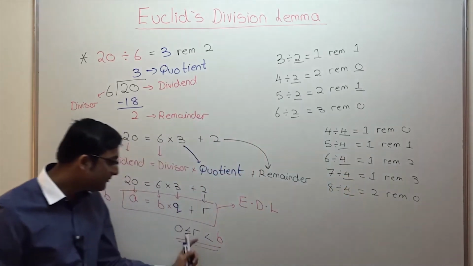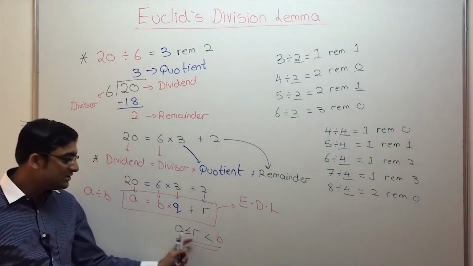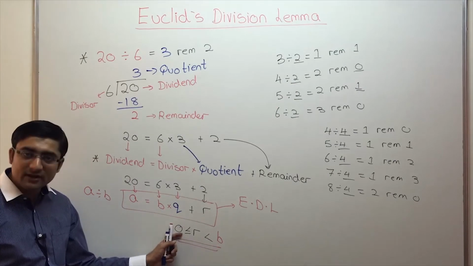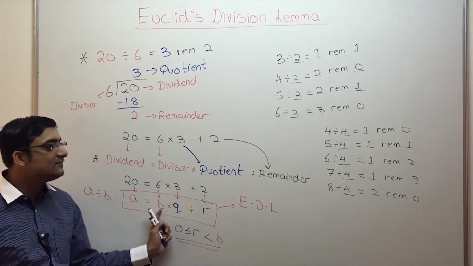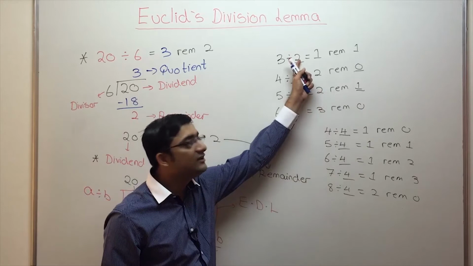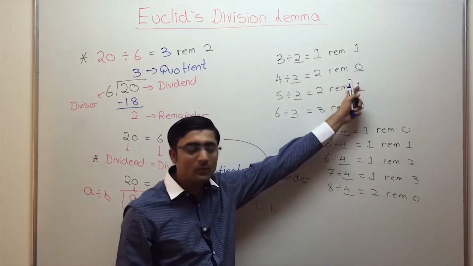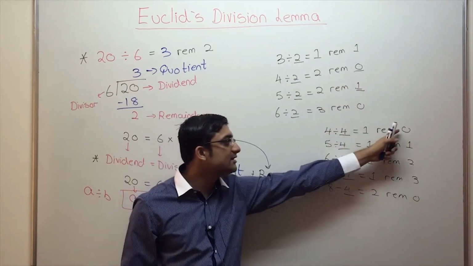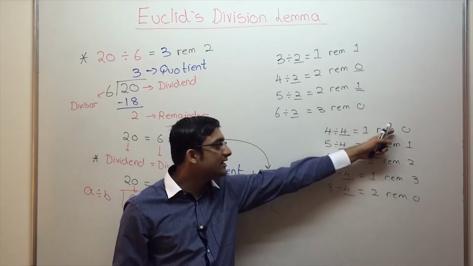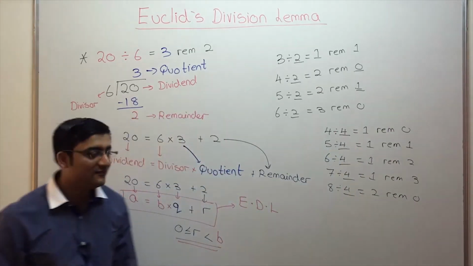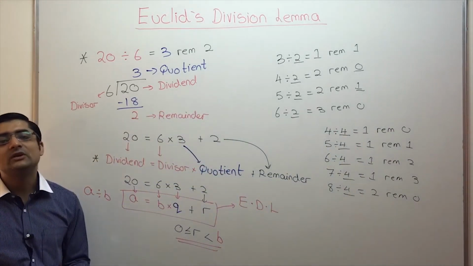So remember, the remainder will always be between 0 and b. It will either be greater than or equal to 0 but less than the divisor b. As you can see over here, when divisor is 2, remainder is either 0 or 1. When divisor is 4, remainders are 0, 1, 2, 3. So it is greater than or equal to 0 but less than the divisor. So this is the concept of Euclid's division lemma.